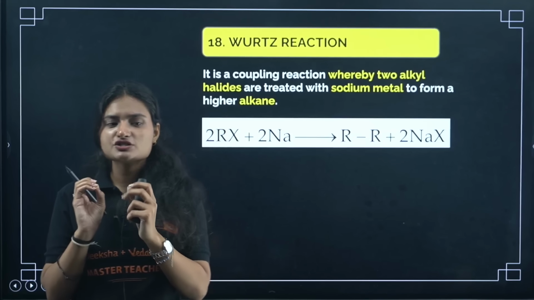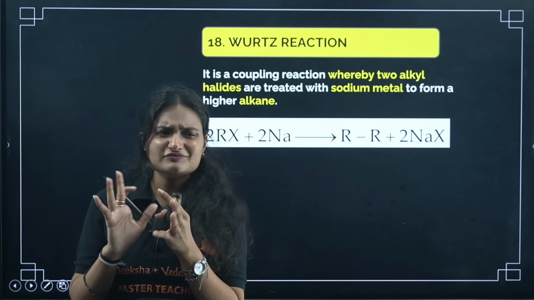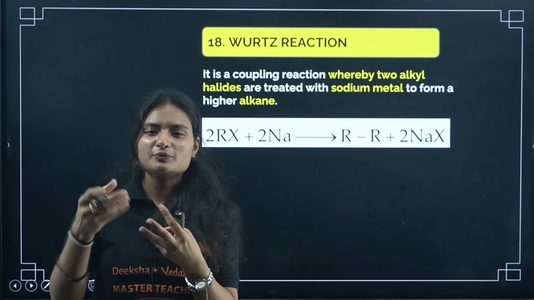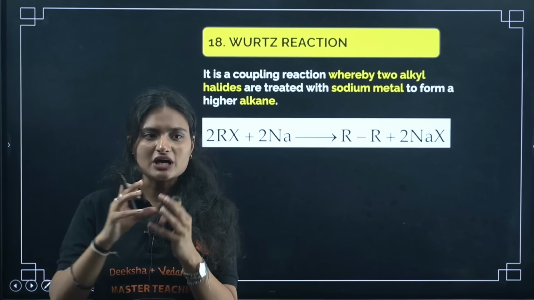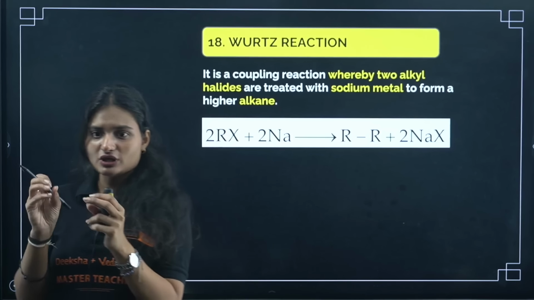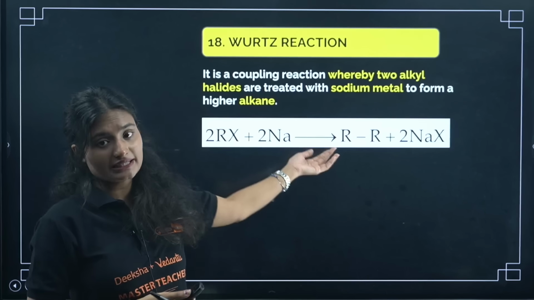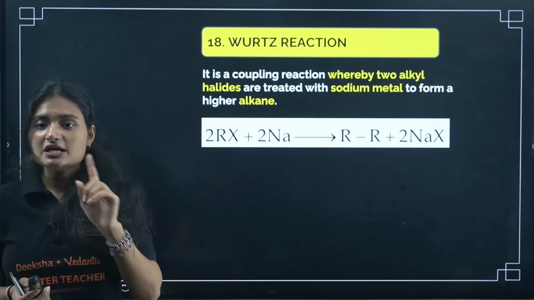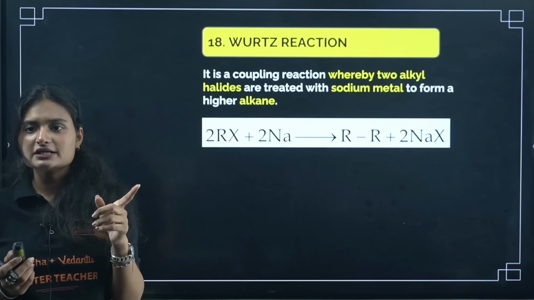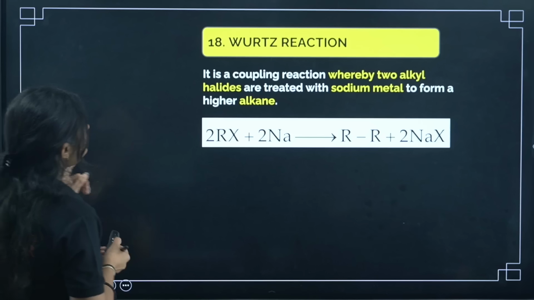So Wurtz reaction is normally used when you want to synthesize same group aliphatic compounds. You have two alkyl halides, okay, and from those alkyl halides you want to make an alkane. That's why you use Wurtz reaction. There is a similar reaction. What is that reaction? That is one more reaction we have.